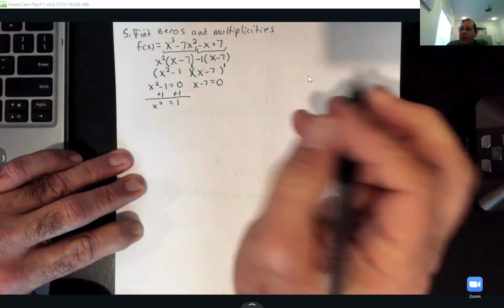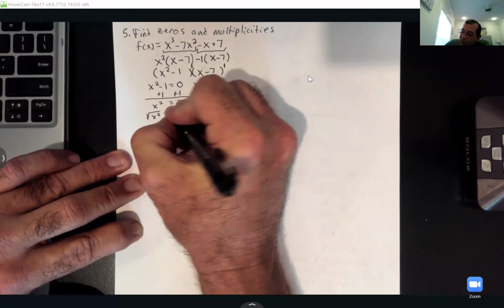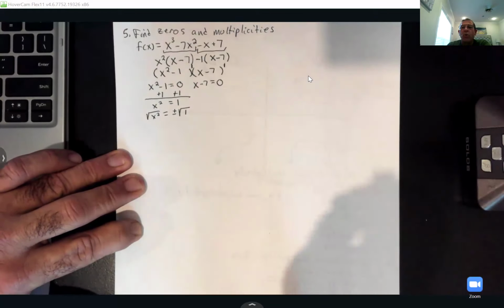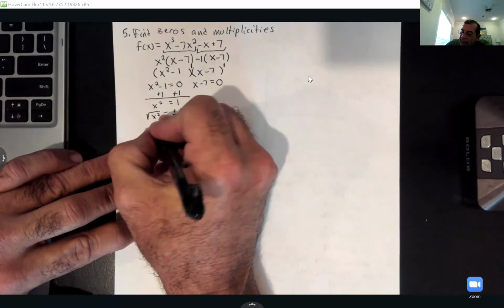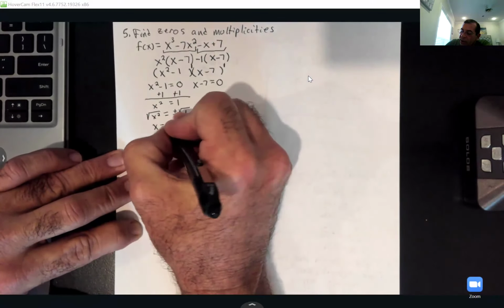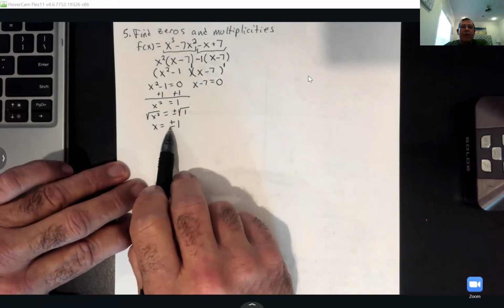Okay, so now x squared equals 1. I'm going to square root both sides. This will be plus or minus the square root of 1, so x equals plus or minus 1. So there's 2 of my zeros.